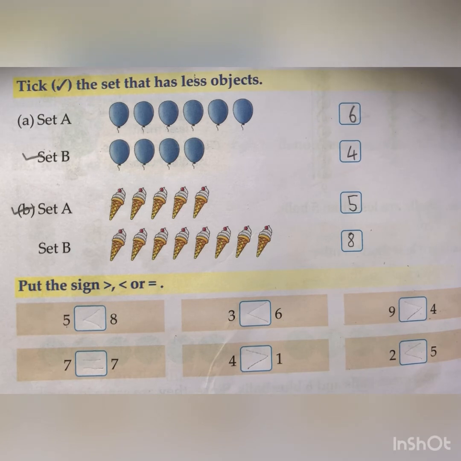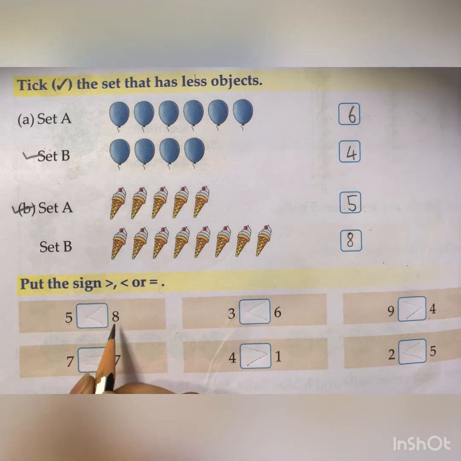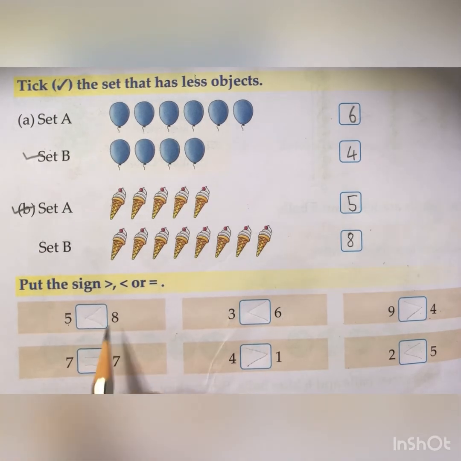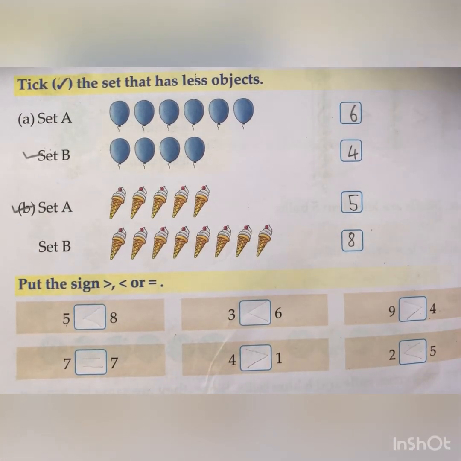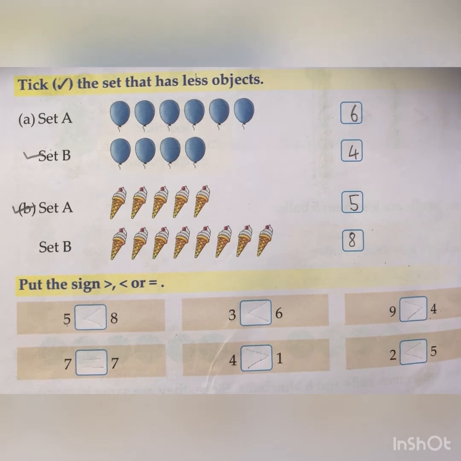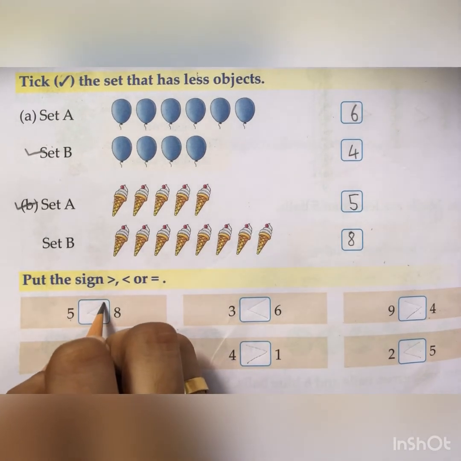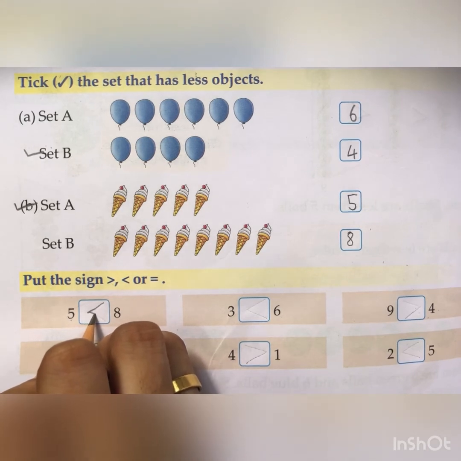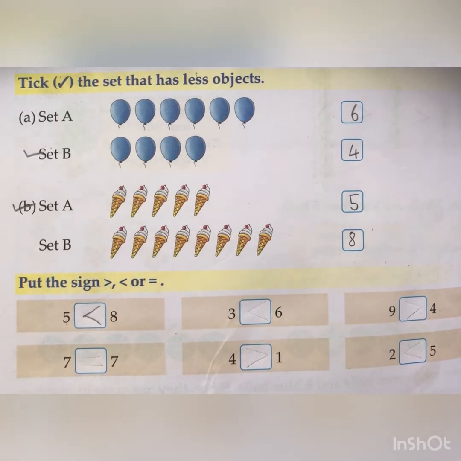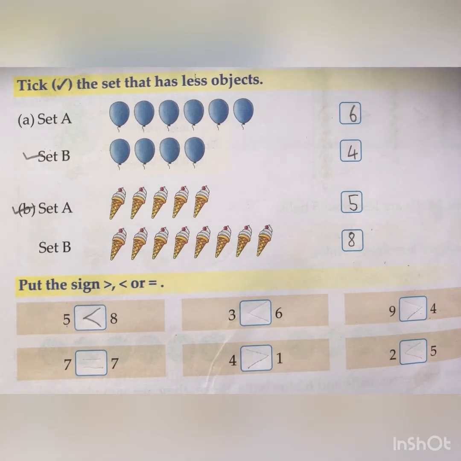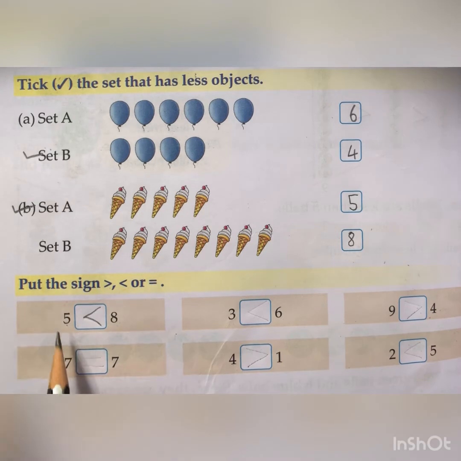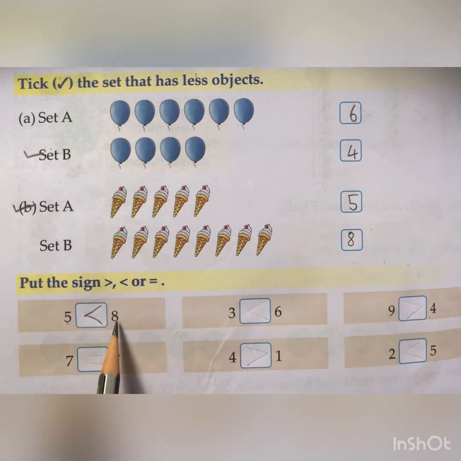Children, which one is the greater number? 5 or 8? 8. Right? 8 is a greater number. So children, always keep it in your mind. The crocodile always eats bigger number. Right? So, this is crocodile mouth and it will be open to eat bigger number. Right? 5 is less than 8.